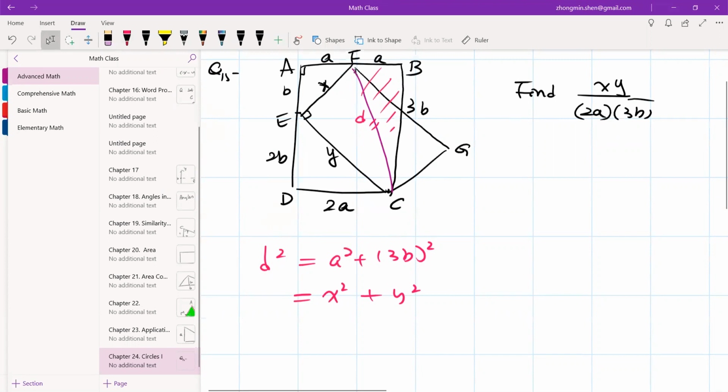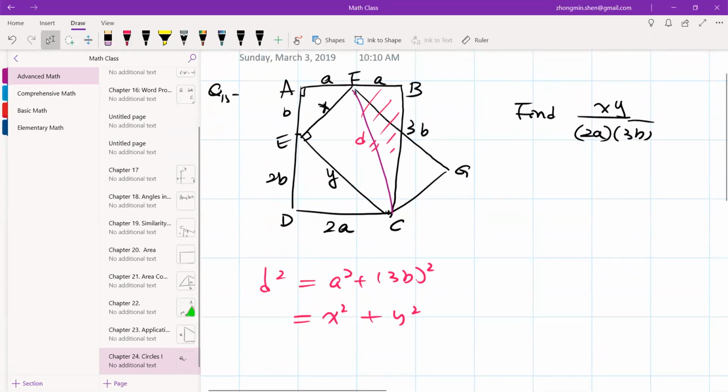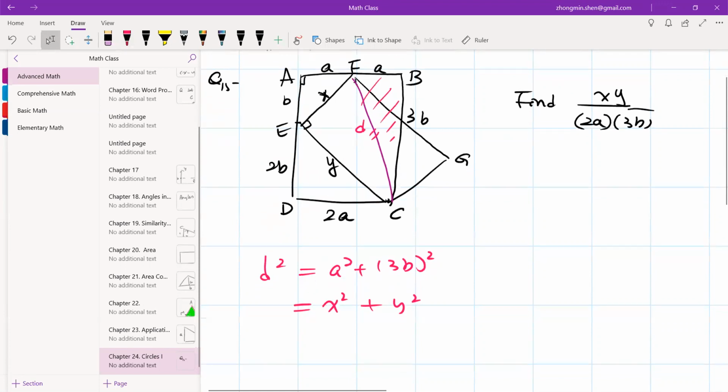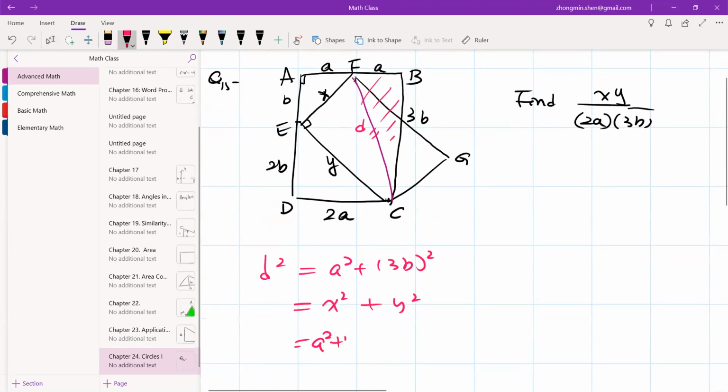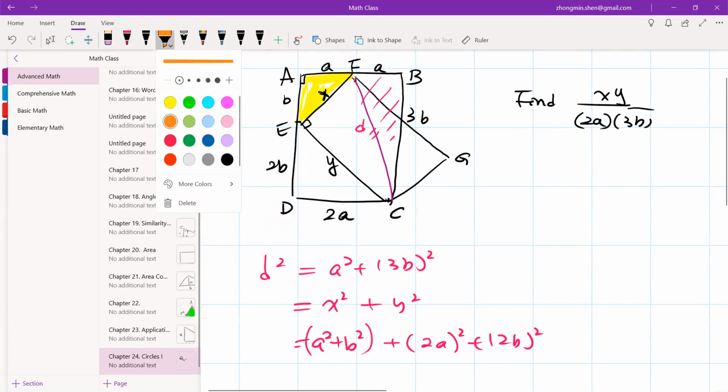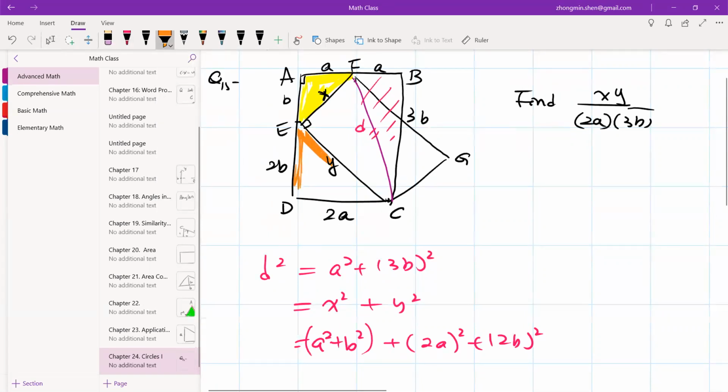But this X squared plus Y squared, because X and Y are both hypotenuses of the other right triangles. So X squared is going to be A squared plus B squared, and Y squared is going to be 2A squared plus 2B squared. You see? So you have these two right triangles you can use here.